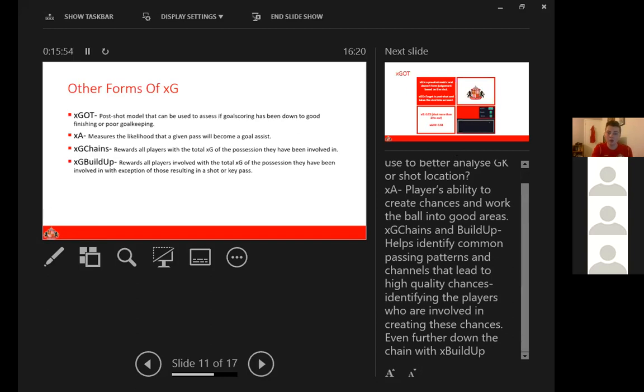Expected goals chain rewards all players with the total XG of every possession they've been involved with. So if you've created a chance, then you'd get the expected goals for that, even if you haven't necessarily been the assisting player or the shooting player. You'd still get a reward for that. And then expected goals build-up rewards all players involved with the total XG of their possession, as long as it hasn't resulted in a shot or a key pass. So it looks more at the build-up play, and it favours deeper players.